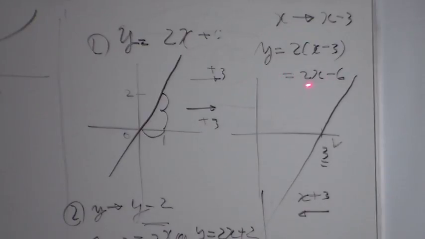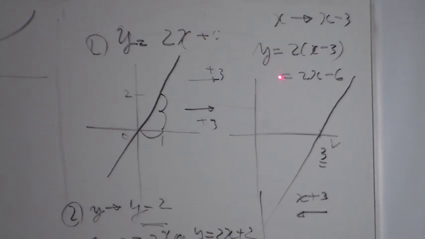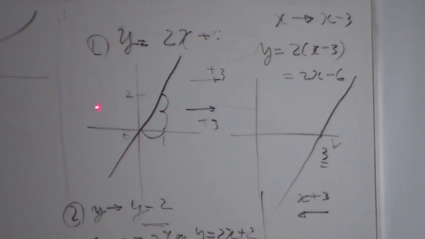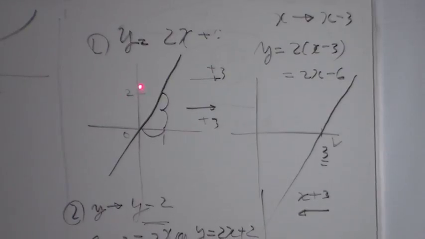Put this graph on your paper. Make sure this is going to be a plus 3, which means move to your right by 3. One thing to make sure: if x is replaced by x plus 3, that means this graph will move in the minus x direction by 3. Okay?